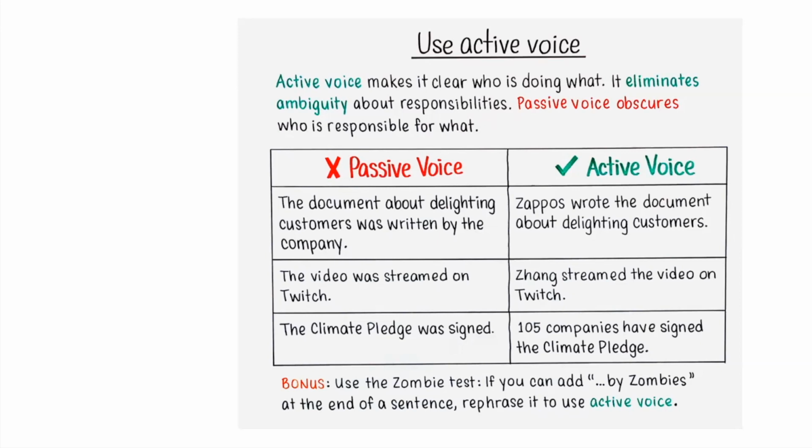So for example, if you look at the passive voice examples here, "the video was streamed on Twitch." Can you add "by zombies"? Yes. "The video was streamed on Twitch by zombies." That means it's passive voice. That means you should probably rephrase it and write about who streamed. So, "Sang streamed the video on Twitch."